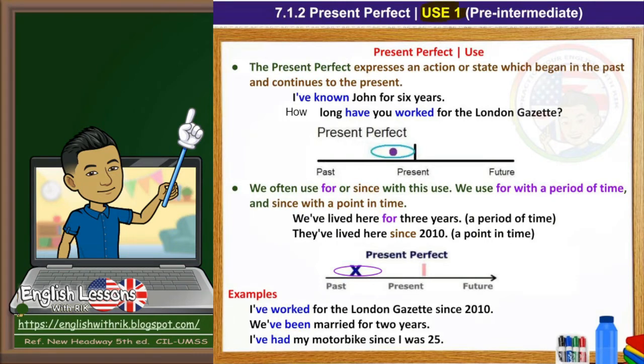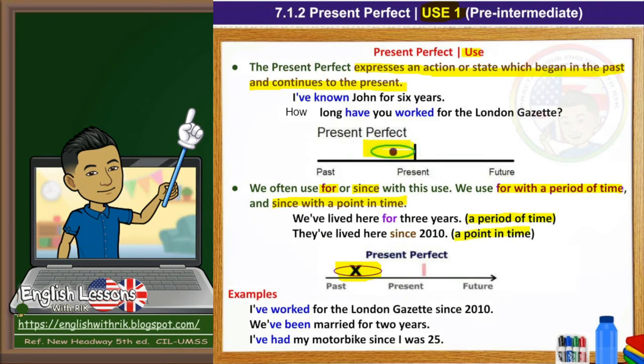Use. The present perfect expresses an action or state which began in the past and continues to the present. I've known John for 6 years. How long have you worked for the London Gazette? We often use for or since with this use. We use for with a period of time and since with a point in time. We've lived here for 3 years. They've lived here since 2010.